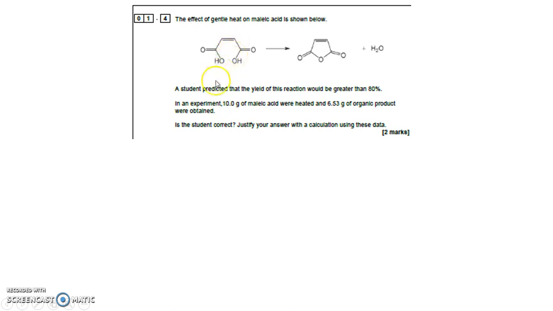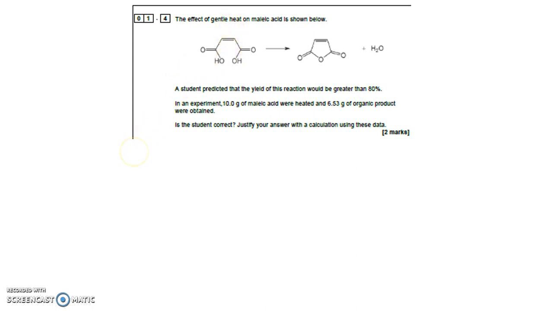or it's been dehydrated. The student predicted that the yield of the reaction, so making this, would be greater than 80%. Okay, in an experiment, 10 grams of malic acid were heated and 6.53 grams of the product were obtained. So I know where I'm going straight away with this. Why would I be given grams? The only reason I'd be given grams is to use this formula I've given to work out MR, and moles is number of grams divided by MR. So let's work out the MR of this, use the number of grams and work out the number of moles of this. Moles is always a useful value to have.